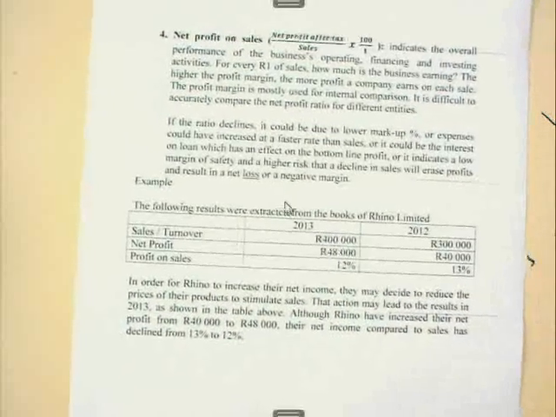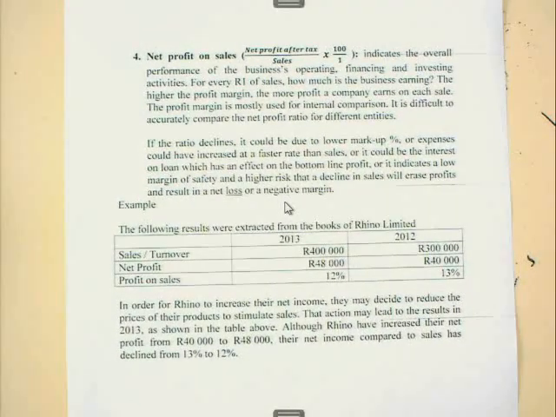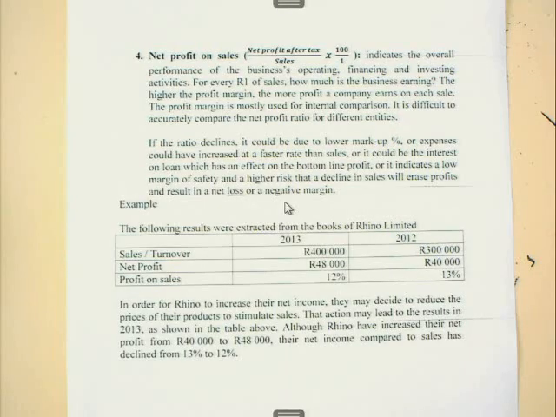Let us move on to the other profitability ratio: net profit on sales. I have taken to use the net profit after tax, because taxes do not form part of the ratios and should be taken out of the ratios. This ratio indicates the overall performance of the business: operating, financing, and investing activities.